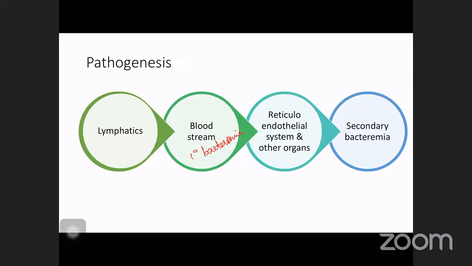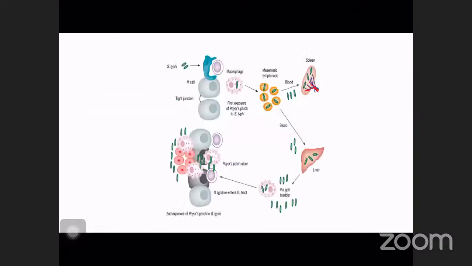Since it is in the bloodstream, it is now going to go to all the organs, particularly the reticuloendothelial system, which includes the spleen, liver, bone marrow, and also other organs like the lungs, gallbladder, and kidney. It will multiply there, and from there it is going to come out into the blood again, which we call the secondary bacteremia. So this is about the pathogenesis.